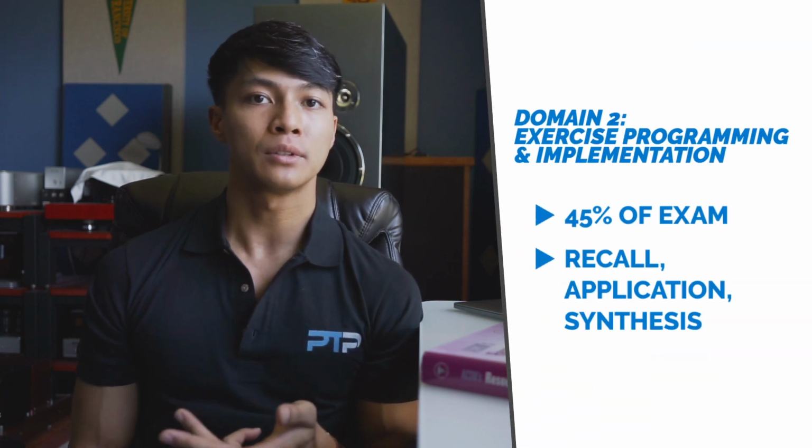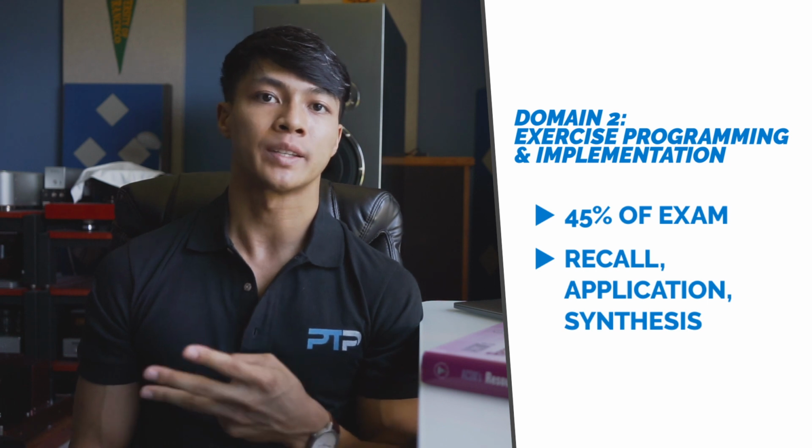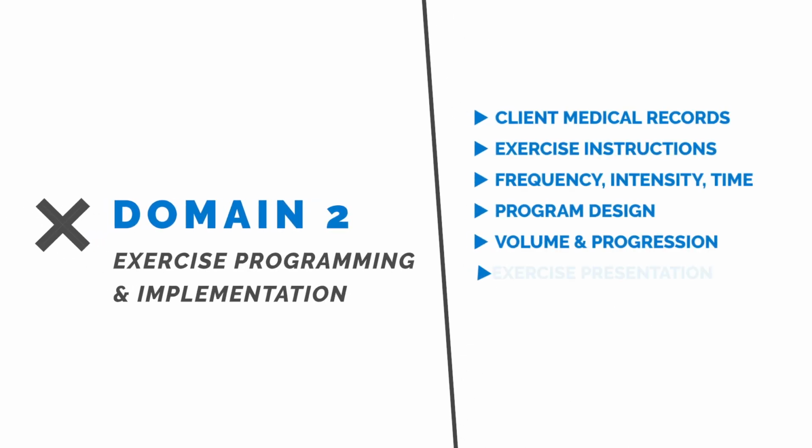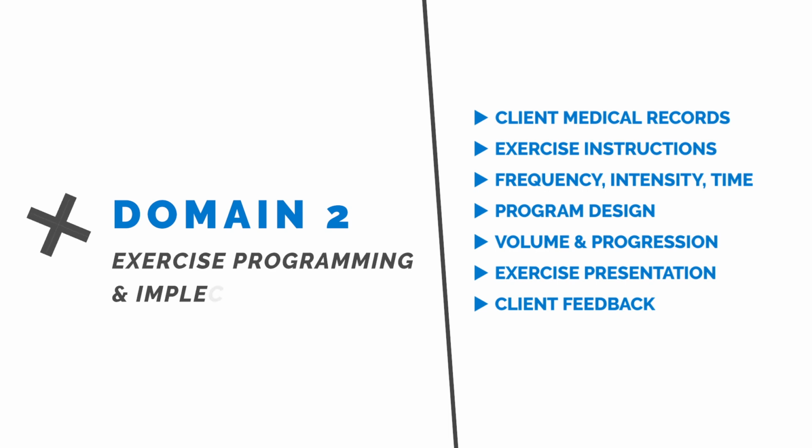Domain 2 covers exercise programming and implementation. This will cover about 45% of the total exam. This one also covers all 3 of the cognitive levels in terms of recall, application, and synthesis. This domain covers the following information, including client medical records, assessment results, exercise instructions and modalities, frequency, intensity, time, type, volume, and progression, and lastly, exercise presentation and client feedback.